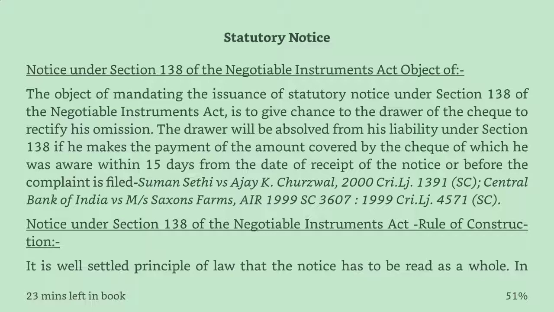So if the drawer of the check which has been dishonored even agrees to pay say 99,999 out of the entire 1 lakh rupee check amount that he owes to the holder of the check in due course, then even then an offence is committed. Even if he does not pay the remaining 1 rupee, an offence is committed and prosecution can be commenced as against the drawer of the check. So that is another aspect.